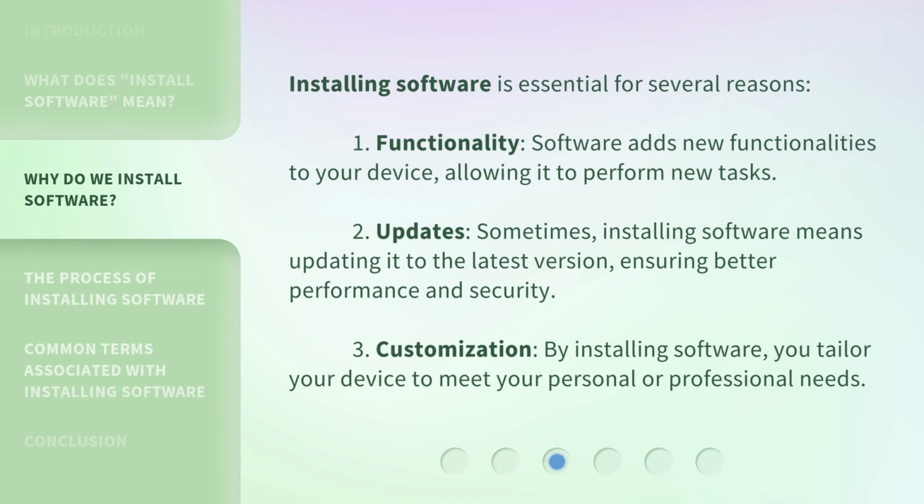Installing software is essential for several reasons. 1. Functionality. Software adds new functionalities to your device, allowing it to perform new tasks. 2. Updates. Sometimes, installing software means updating it to the latest version, ensuring better performance and security. 3. Customization. By installing software, you tailor your device to meet your personal or professional needs.